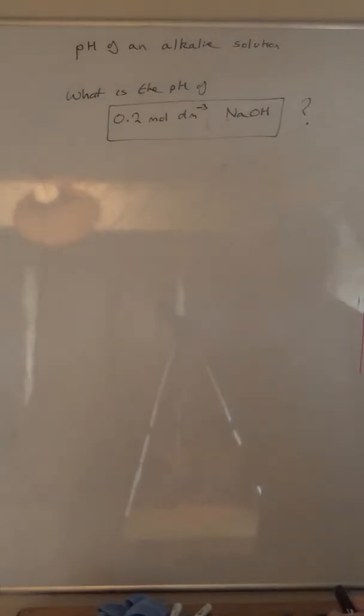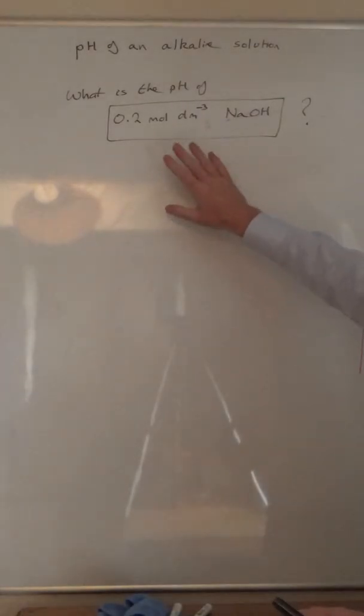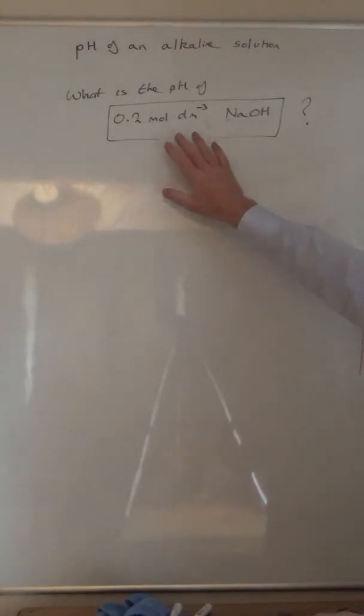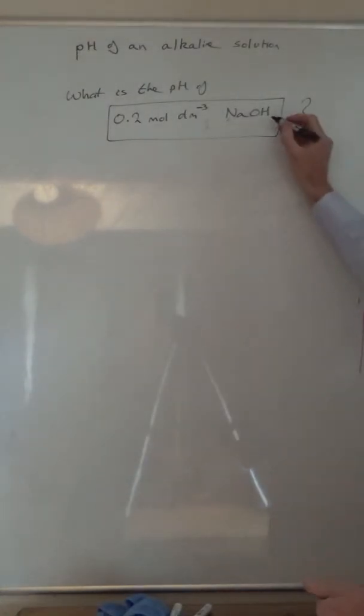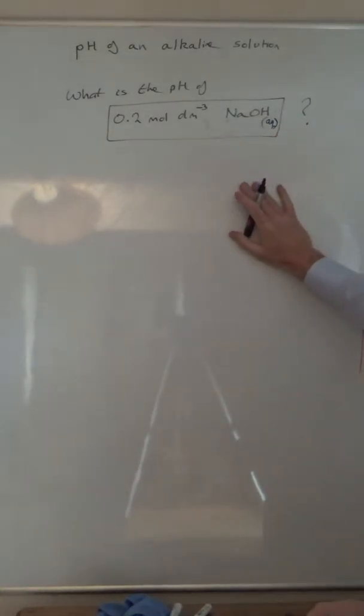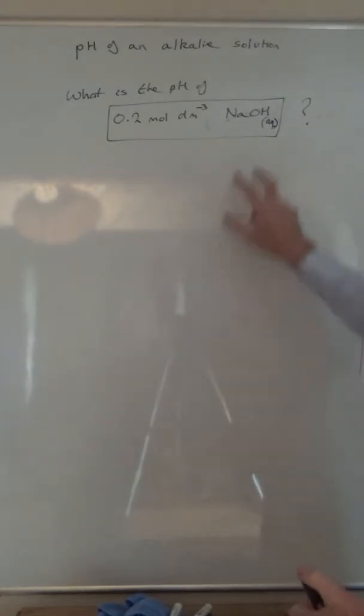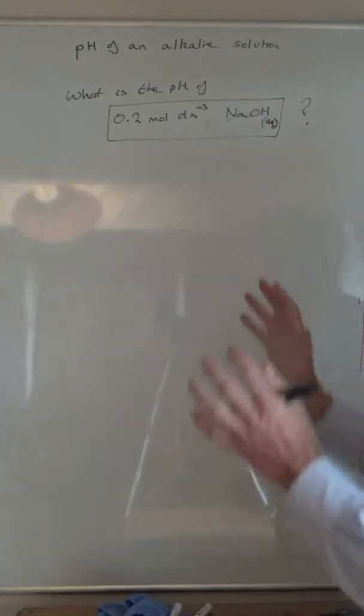Now I'm going to show you how to calculate the pH of an alkaline solution. So the example is, what is the pH of a 0.2 mole per decimeter cubed solution of sodium hydroxide, which would of course be aqueous? Well, although it says that on the label of the reagent bottle in the lab, there's no such thing as an NaOH entity in the solution.